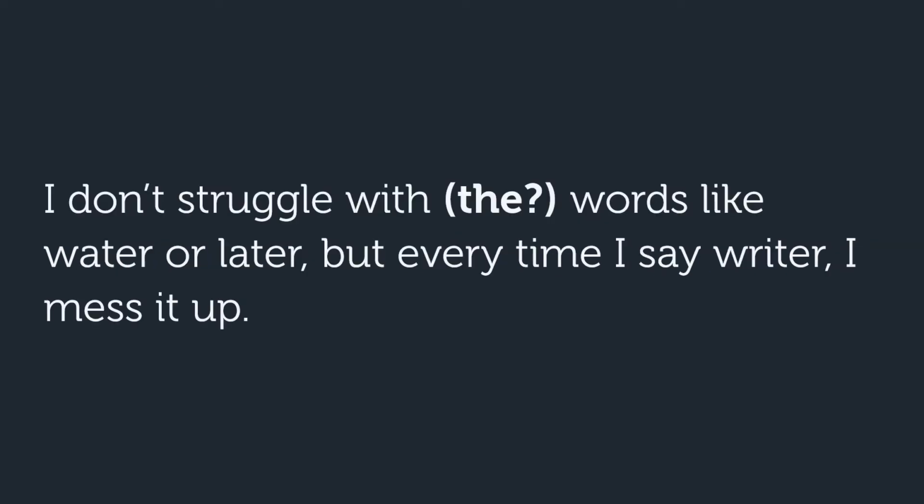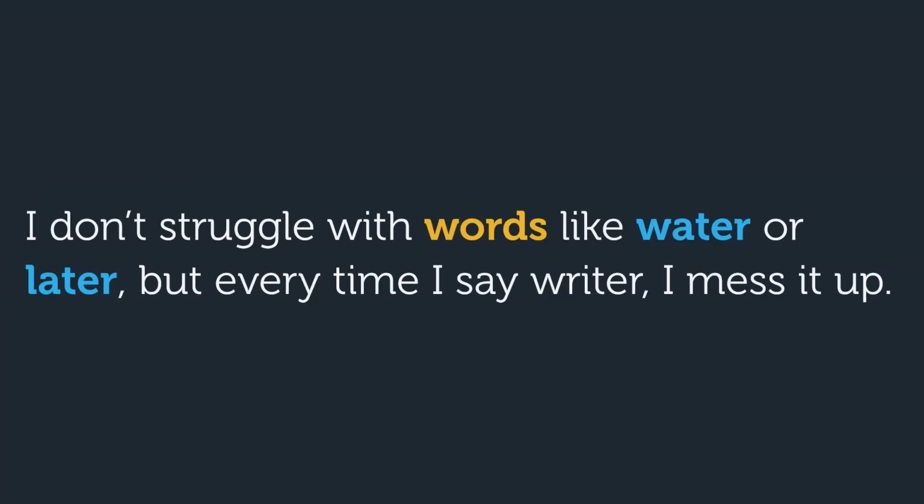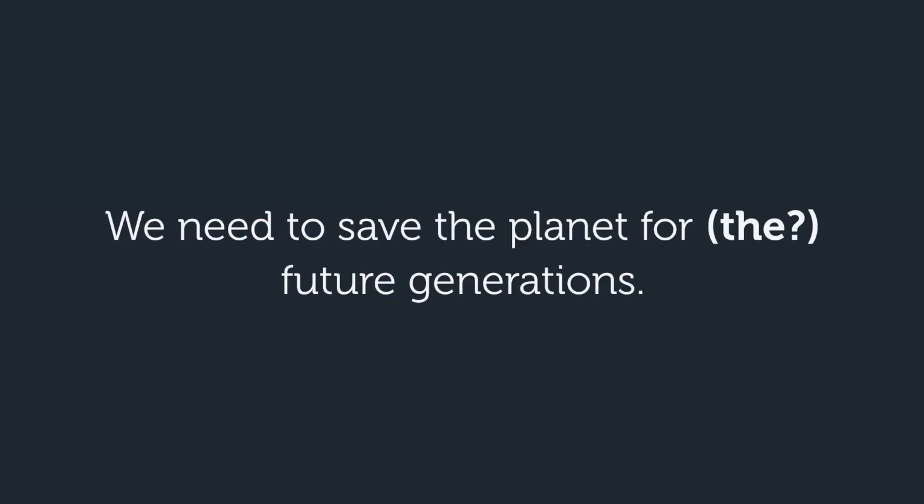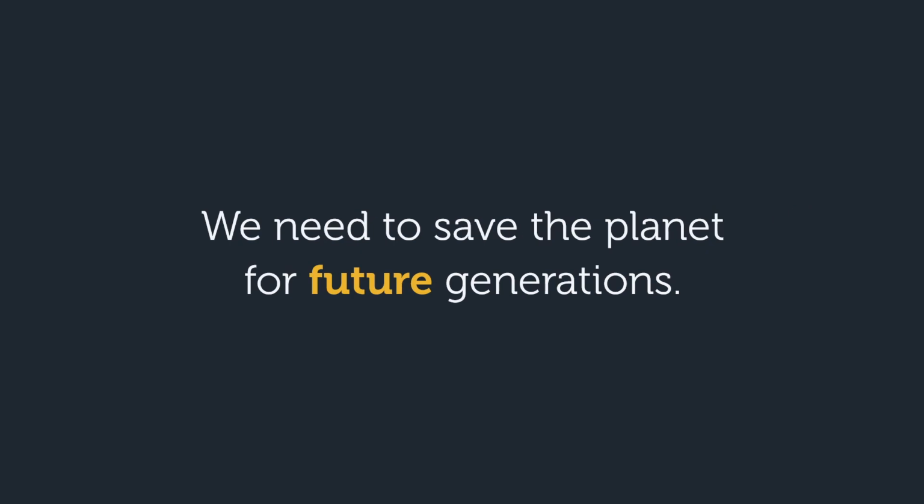How about this one? I don't struggle with words like water or later, but every time I say writer, I mess it up. Words is a non-specific thing for which we're giving a couple specific examples. Last one. We need to save the planet for future generations. Since future is an adjective here, the rule about using the for things that there are only one of, like the future, doesn't apply. Instead, we must look at generations, which is one of these vague, abstract nouns that does not require a the.